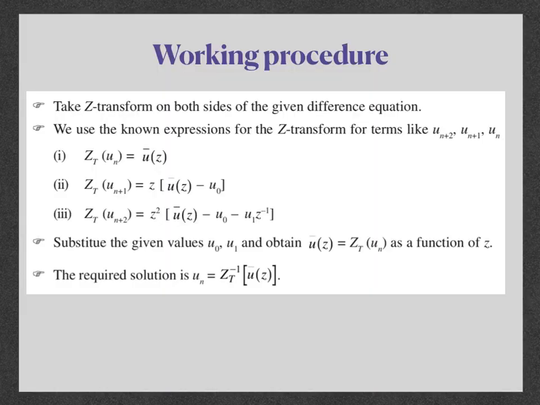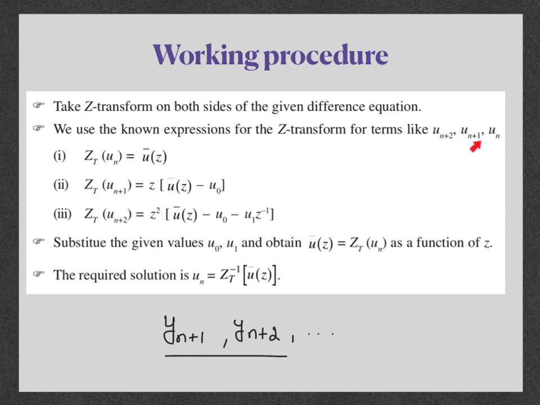Firstly, we should know that a first order difference equation has the highest term y(n+1). Second order has y(n+2), and likewise it continues. If the given difference equation contains this type of terms, we take the Z transform on both sides of the given difference equation. For that, we need to use the shifting property.